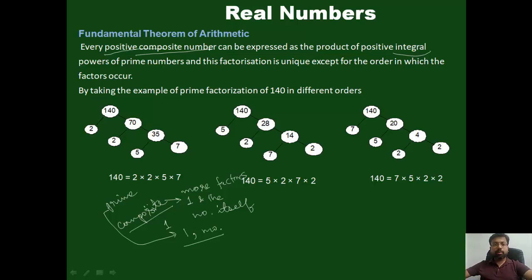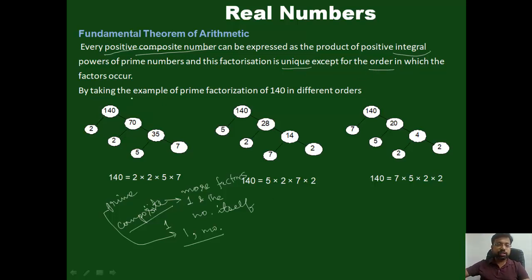So any positive composite number can be expressed as a product of positive integral powers, or natural number powers, of prime numbers. And what can be said about this factorization is that it will be unique. Unique in the sense that the prime factors would be unique, but the order in which these prime factors are written could be different. What does it mean? For example, take the number 140.